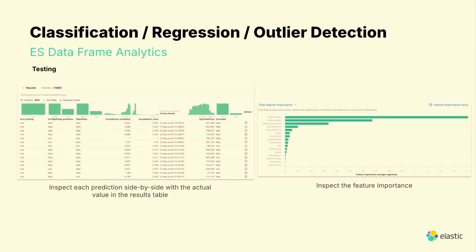So in this case, we're analyzing flight data. It's one of the example data sets of Kibana. We try to predict if a flight is delayed or not. And for example, we find out that the field, how far a flight is, distance miles, has a larger impact on the inference than, let's say, the origin country.